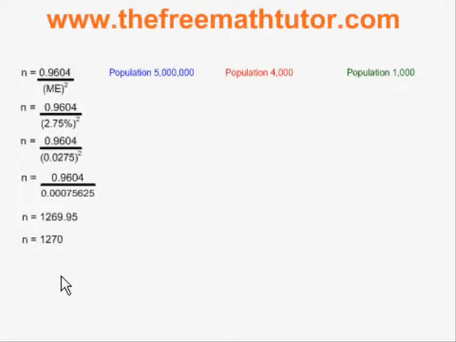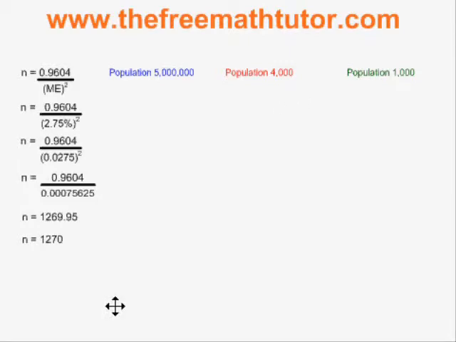1,270 people are enough to give you a margin of error of 2.75%. Our sample size is 1,270. But what the margin of error formula doesn't take into account is the size of the population. It doesn't seem to make very much sense that 1,270 people gives you the same margin of error for a population of 5 million as it does for a population of 4,000.